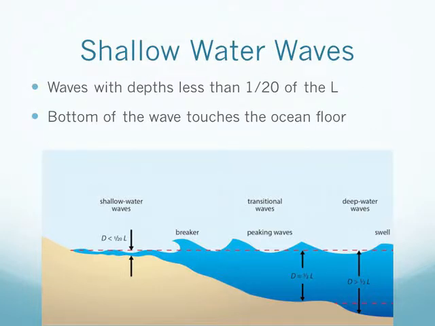Now, shallow water waves are your next type of waves. These are the ones that you see breaking on the shore, and they have depths of 1/20th of their wavelength. So that means the bottom of the wave is definitely touching, or what we call feeling, the bottom of the ocean floor. These are also known as breaker waves and have a very distinctive curl and shape to the wave.